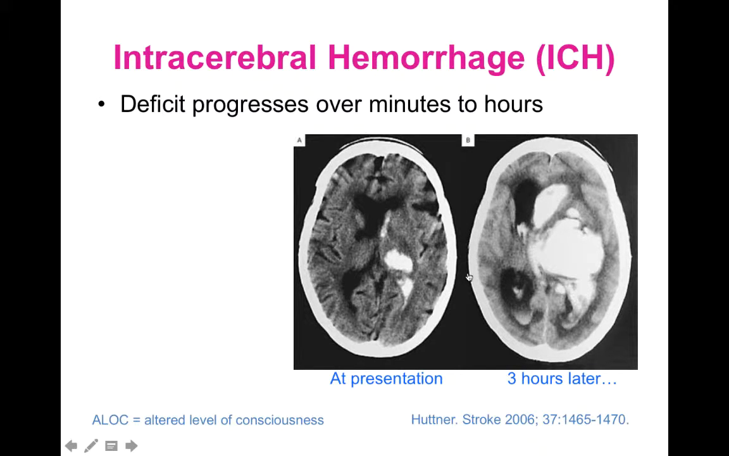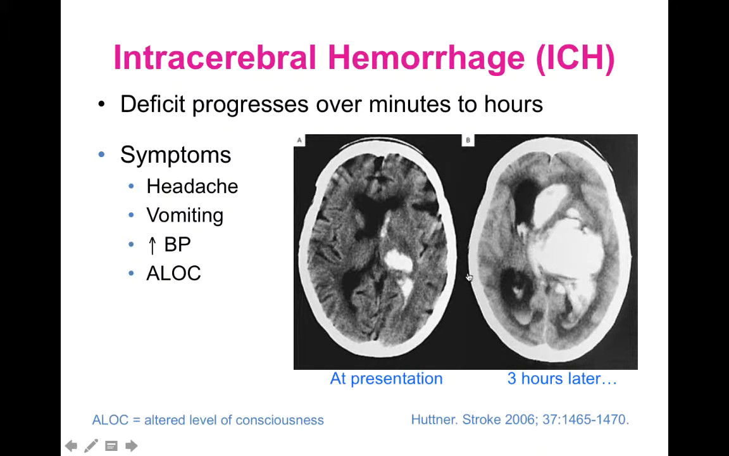When you look at the symptom onset for intracerebral hemorrhage, it tends to actually be slower than the symptoms you see with ischemic stroke or even subarachnoid stroke. With those ischemic and subarachnoid, it tends to start all of a sudden. In intracerebral hemorrhage, the deficit does tend to progress over minutes to maybe even hours. So symptoms of ICH are headache, vomiting, increased blood pressure. This isn't so much a resulting symptom, but more like the high blood pressure causes the bleed. You can also have altered level of consciousness.